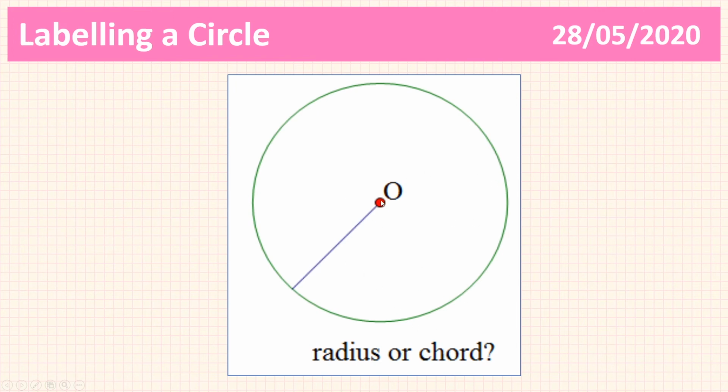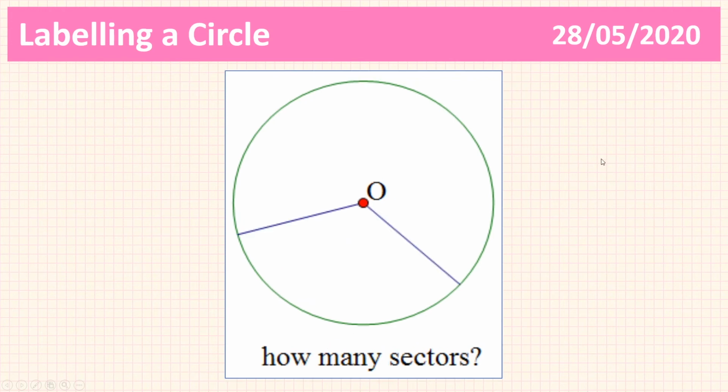What we've done is connected the center to the circumference. And if you connect the center to the circumference, that is a radius. Okay, we're moving on to the next question. So for this one, the answer is radius. Next question. How many sectors can you see?